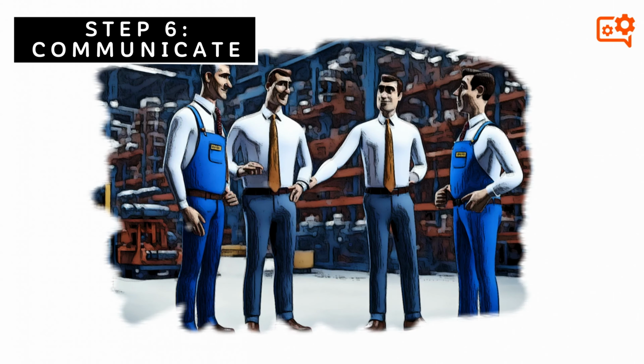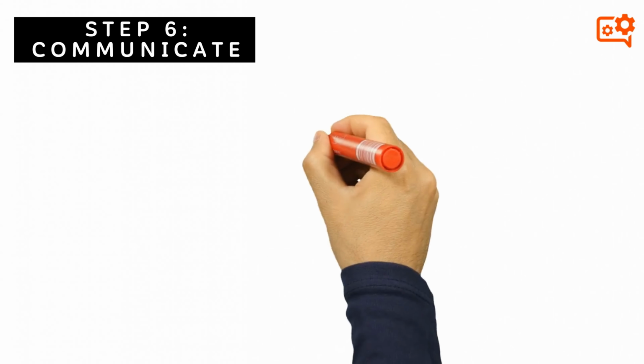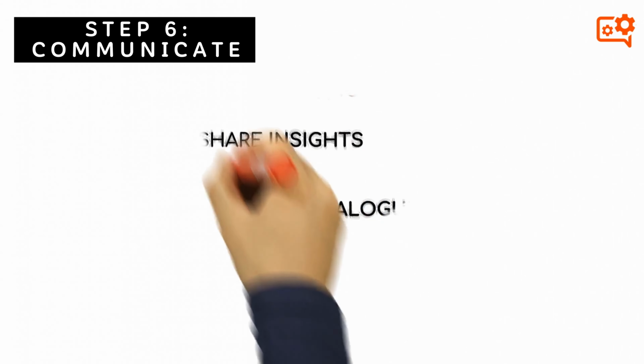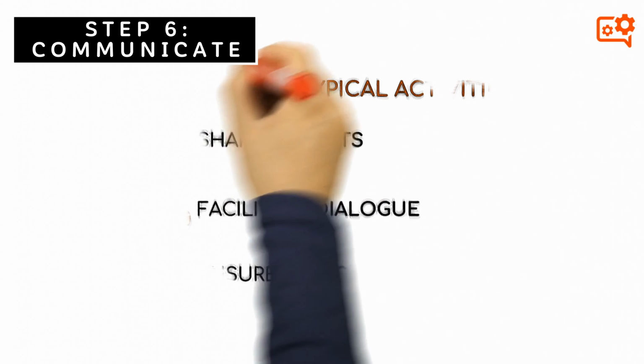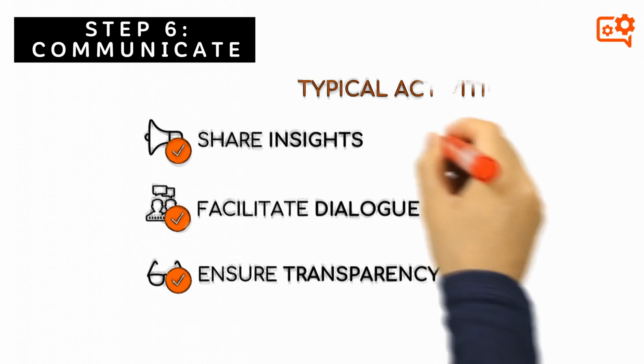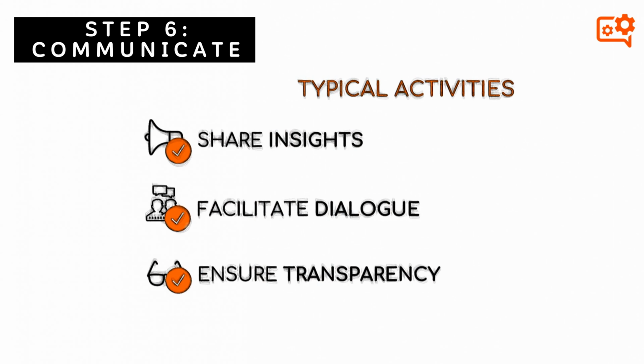Step 6. Communicate. Promptly share observations while upholding a standard of professional communication. Typical activities: share insights, facilitate dialogue, and ensure transparent communication. This step is analogous to hosting a dynamic conversation and fostering collaboration.